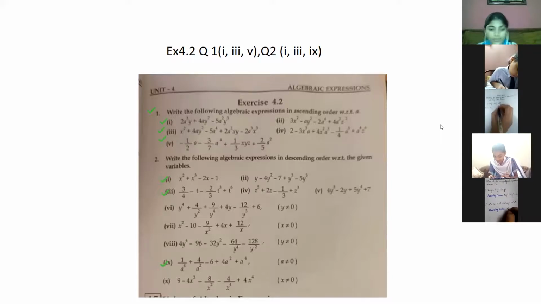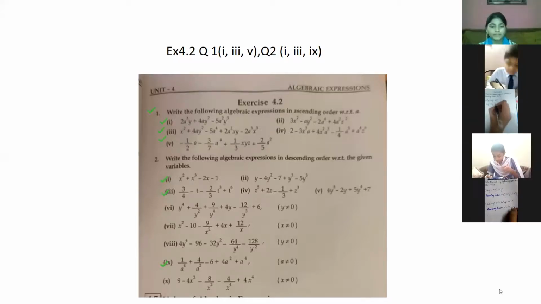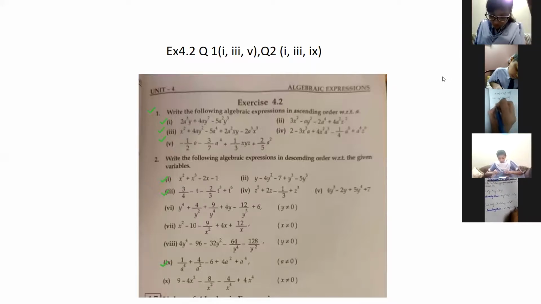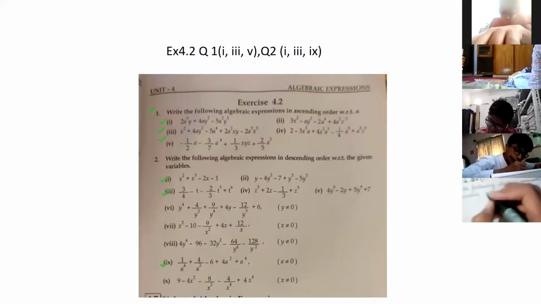Done? Acha. Ramla, can you please unmute yourself and give me the answer of bit number 1 once again? Ramla, unmute yourself. Give me the answer of bit number 1. Yes, Miss. Bit number 1, 4ay square minus 5a square y cube plus 2a cube y. Very good. Excellent, I must say.